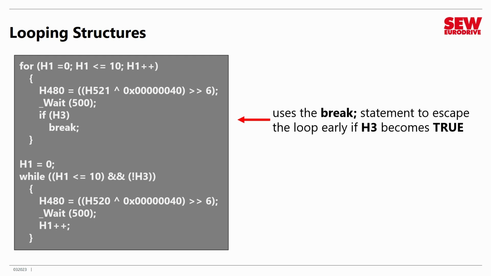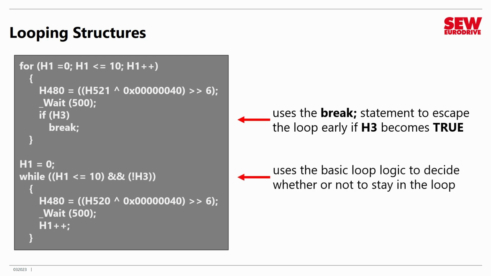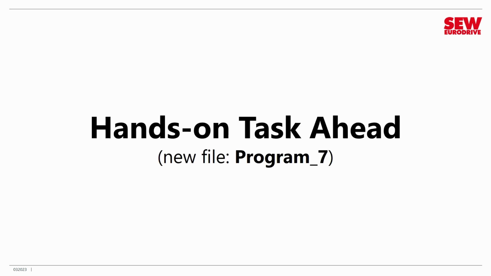Notice we have to increment the counter variable inside the while loop. You see the h1++. So this does exactly the same thing as the for loop. It doesn't take really any more code, but it is considered a cleaner example because it's using the basic loop logic to decide whether or not to stay in the loop. And that's just considered a little better.